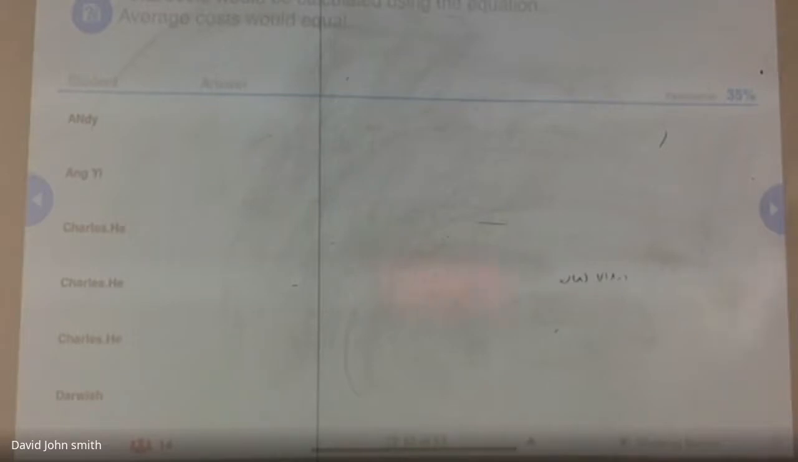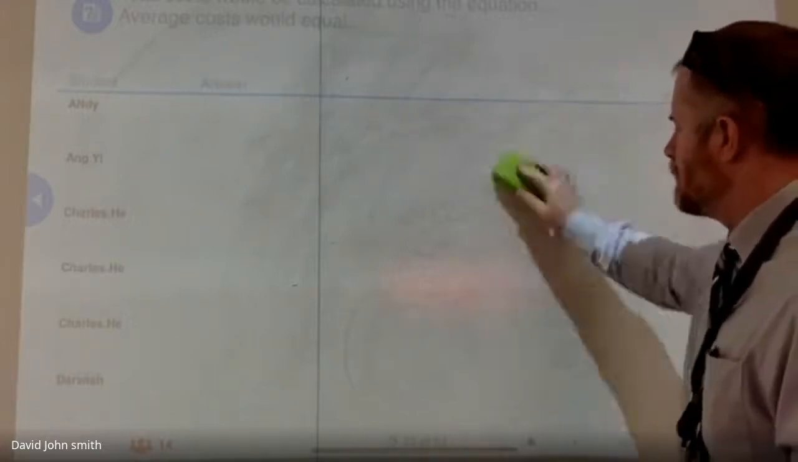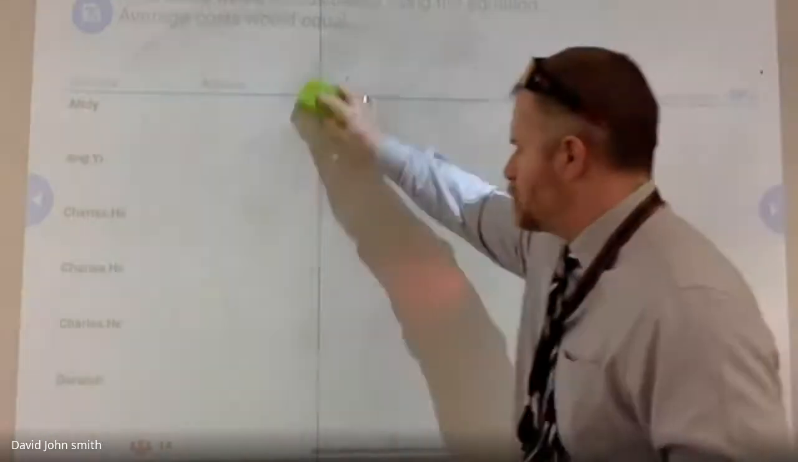What do you think the equations are, Darwish? How do you work out total costs? What equation would you use? What equation would you use for average costs? Good work, Darwish. Absolutely right. Well done. Give me another couple of seconds. Come on, Charles, have a go. And Andy.